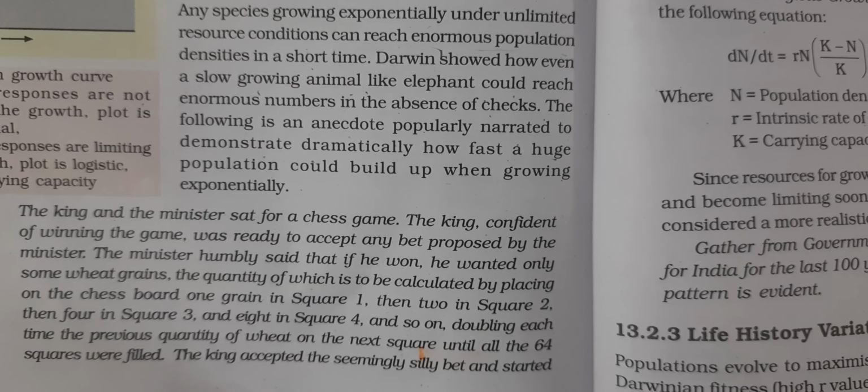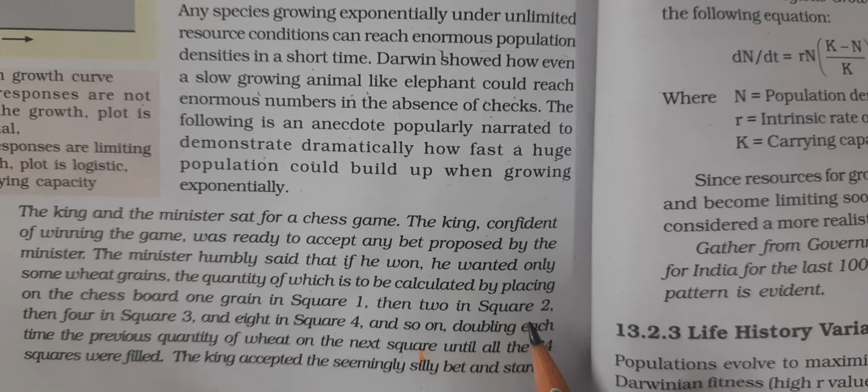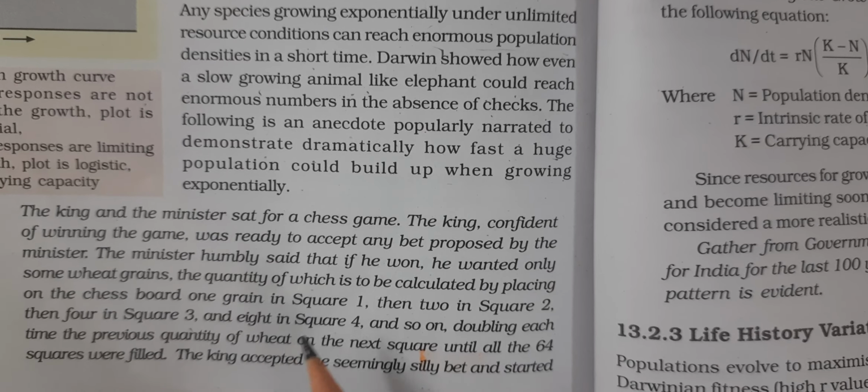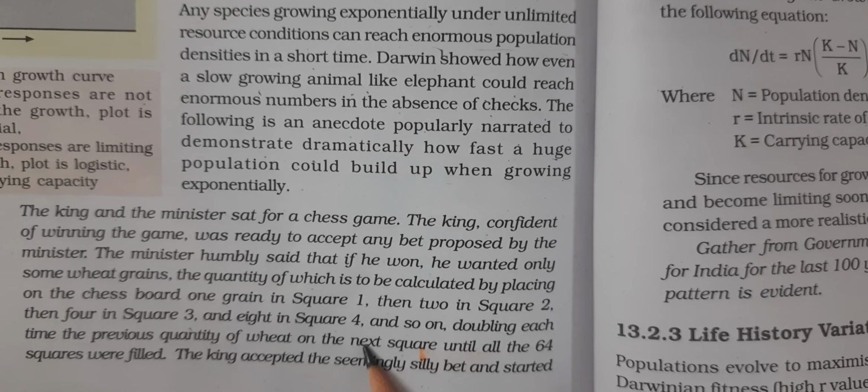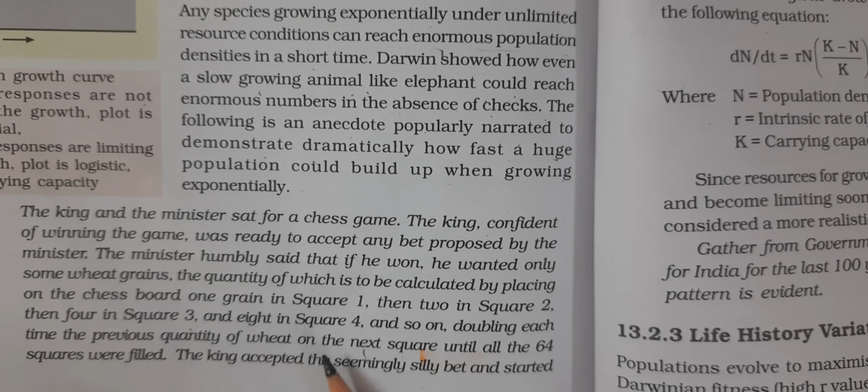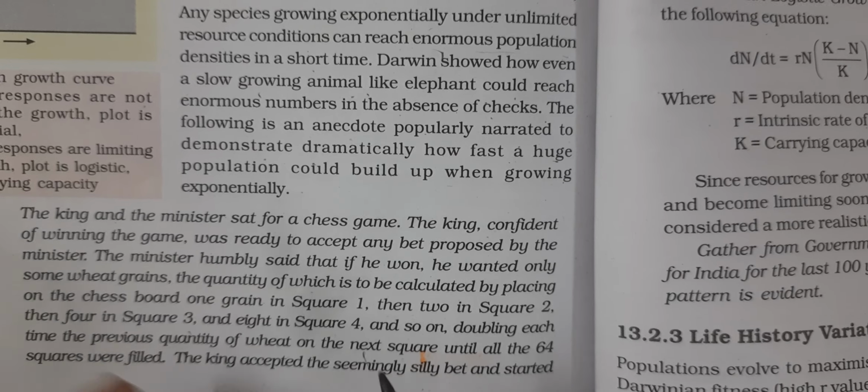2 in square 2, then 4 in square 3, then 8 in square 4, and so on, doubling each time the previous quantity of wheat on the next square until all the 64 squares were filled. The king accepted the seemingly silly bet and started the game.